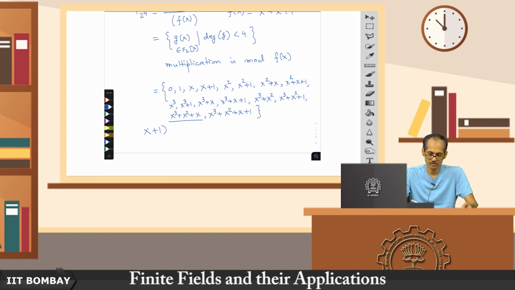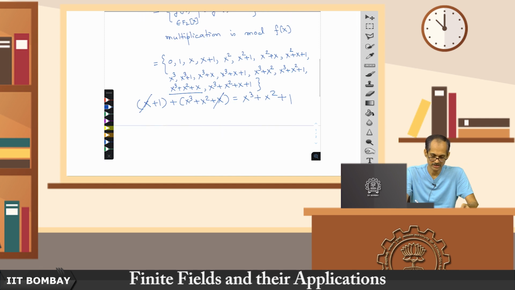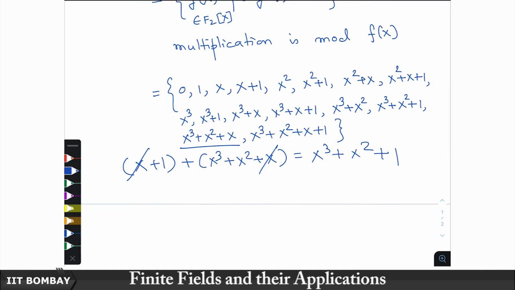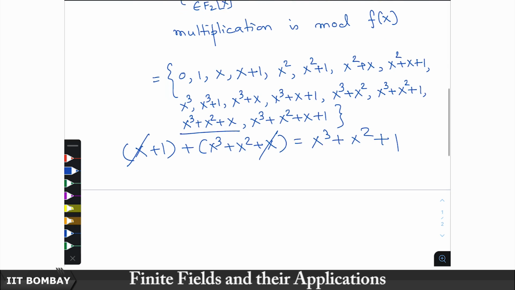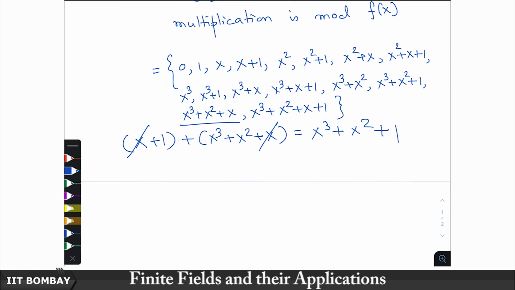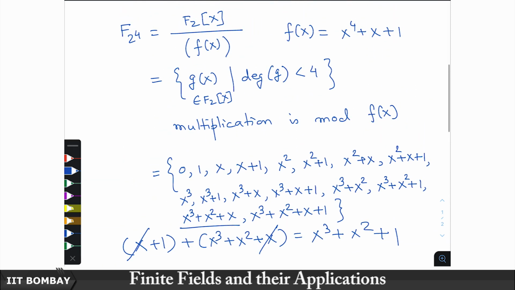Now, addition is coefficient wise binary addition. For example, if you take x + 1 and you want to add it with the element x^3 + x^2 + x, then we get x^3 + x^2 + 1. This cancels x and x, this is 2x, but 2 modulo 2 is 0. Now, if you want to multiply, we have to divide by f(x) if the degree becomes greater than or equal to 4.